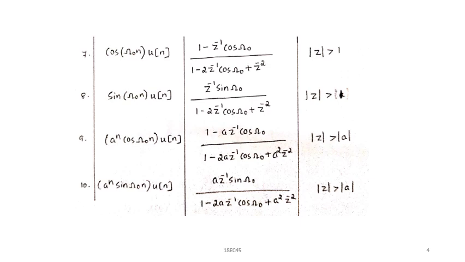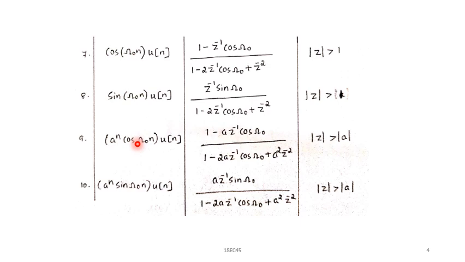The next signal is sine omega naught n into u of n, and its Z transform is given by z inverse sine omega naught divided by 1 minus 2 z inverse cos omega naught plus z to the power minus 2. And the ROC will be given by mod z greater than 1.